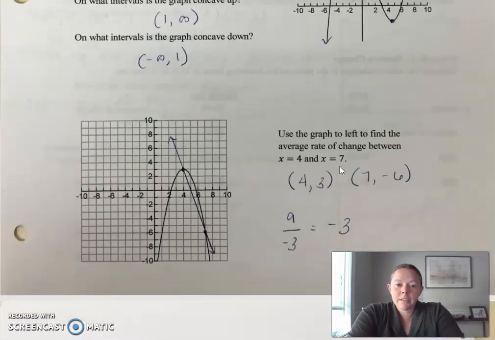All right, then use the graph to the left to find the average rate of change between x equals 4 and x equals 7. So average rate of change is the slope of those 2 points. You need 2 ordered pairs to find the slope, so get that from your graph. So (4, 3) and (7, negative 6). Find the slope, and there it is. And I went ahead and graphed it. It creates that secant line that we found the slope of.